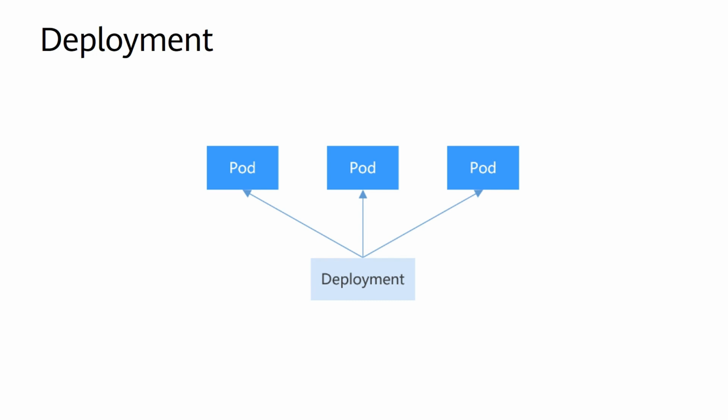Kubernetes provides controllers to manage pods. Deployment is one of the most common controllers. A deployment contains one or more pods, and pods are identical. Deployments ease application rollout and reduce operation risks. They can run unattended and support functions such as rolling upgrade.